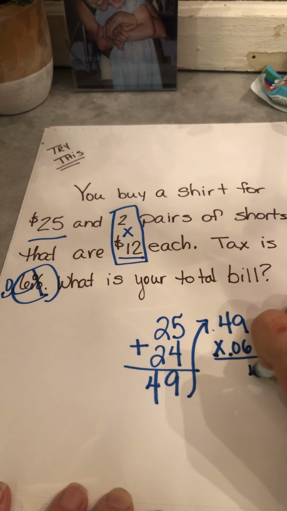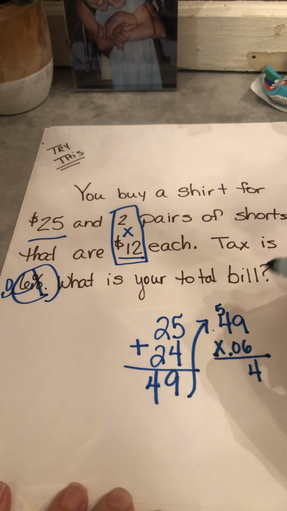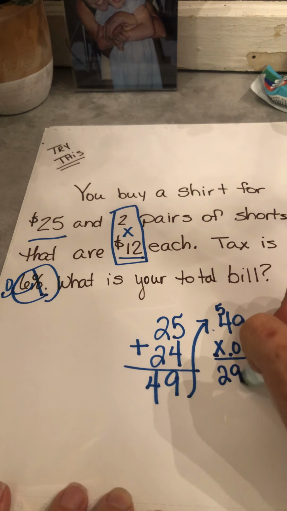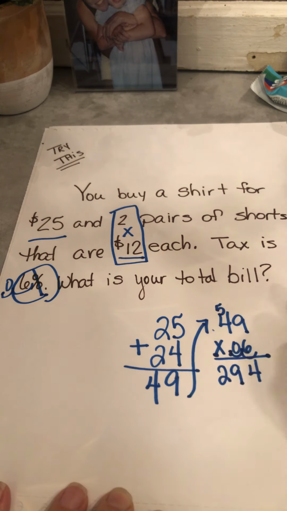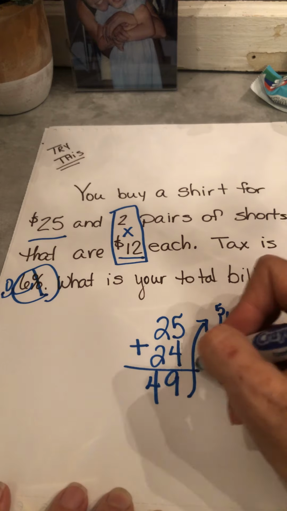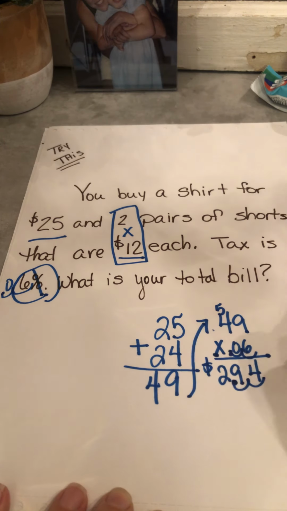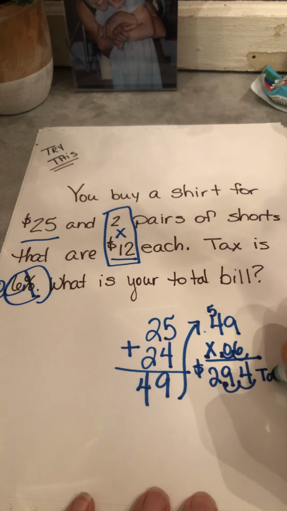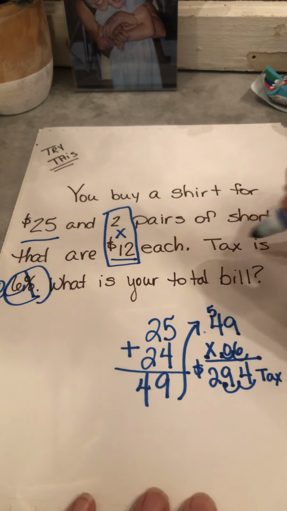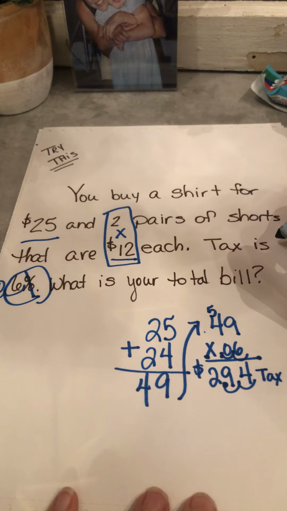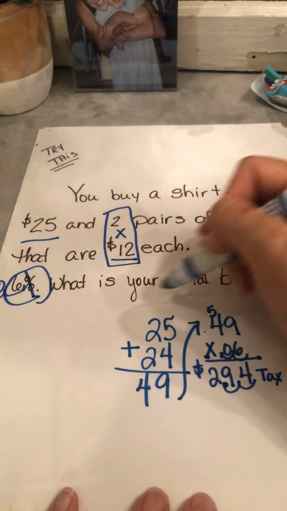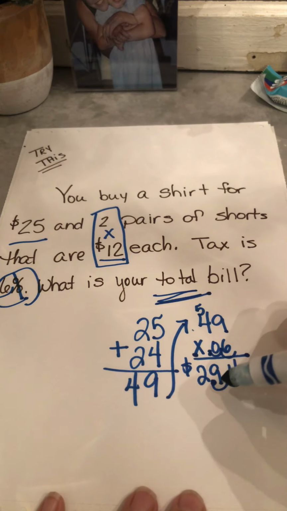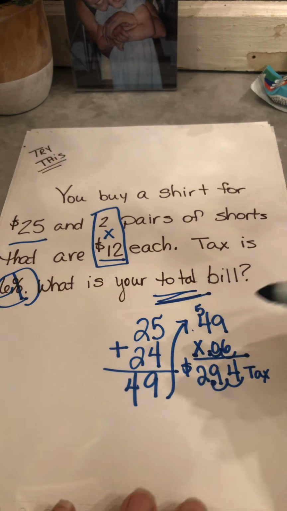6 times 9 is 54. Carry my 5. 4 times 6 is 24, plus 5 is 29. Move my decimal 2 places. And that's $2.94. What is this? I always like to write it here. It's the tax. Now go back and see what the question is. What is your total bill? It doesn't want to know $2.94. It wants to know what your total bill is.